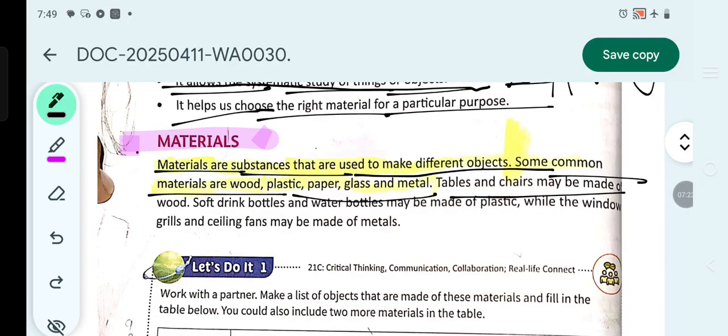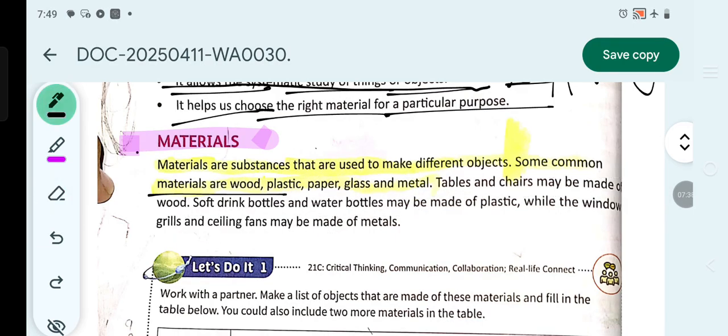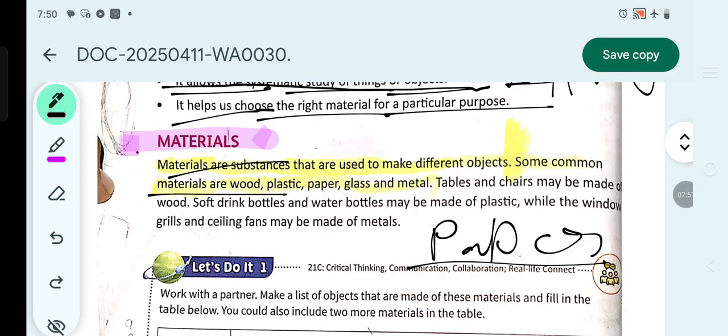Table and chairs may be made up of wood. Soft drinks bottles and water bottles may be of plastic, while the window grills and ceiling fans may be made up of metals. So what does it tell us? That materials are substances that are used to make so many things. Like, paper is a material and it's used to make books and notebooks and so many things.